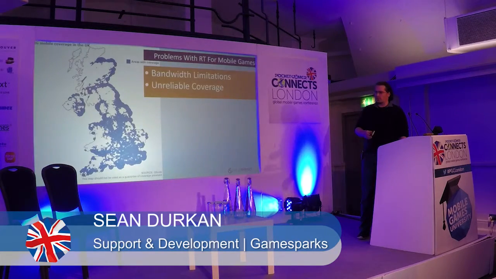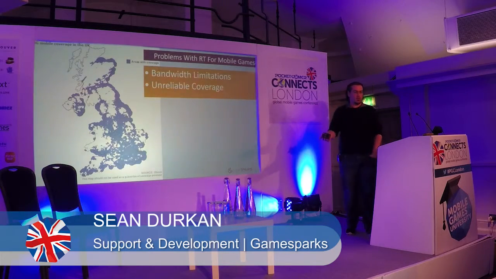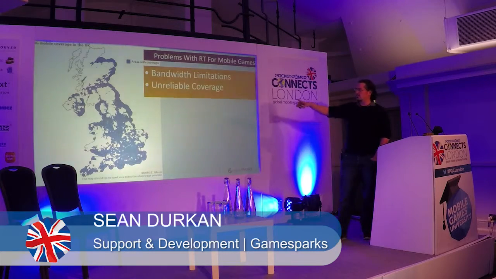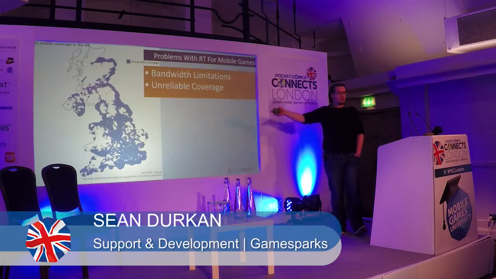The biggest problem with developing real-time networks for mobile games is the fact that there are huge bandwidth limitations. You don't have the same speed that you have with a broadband network, and the coverage is very unreliable. That's a 3G coverage map for, I think, Vodafone, and it looks like this is a pretty extensive amount of coverage, right?